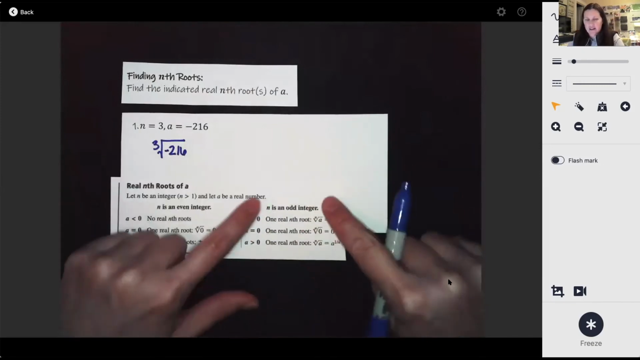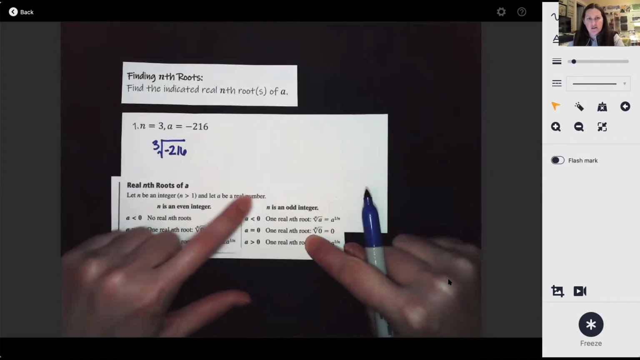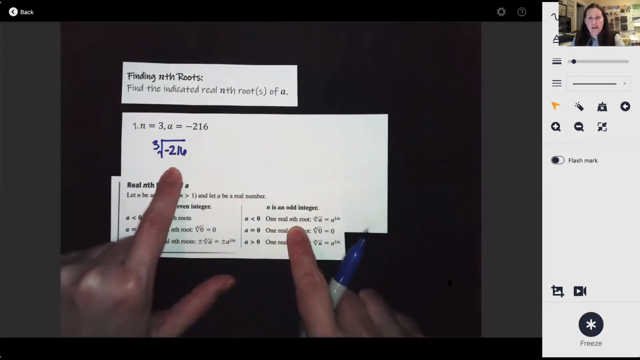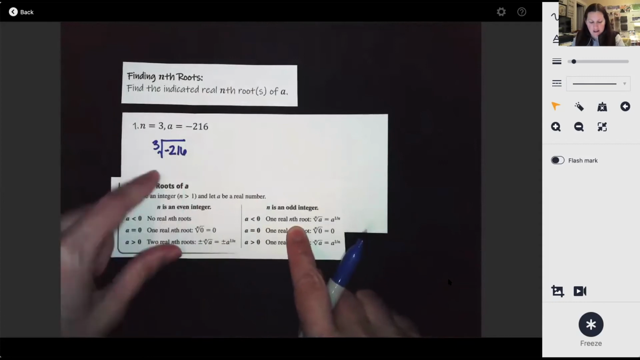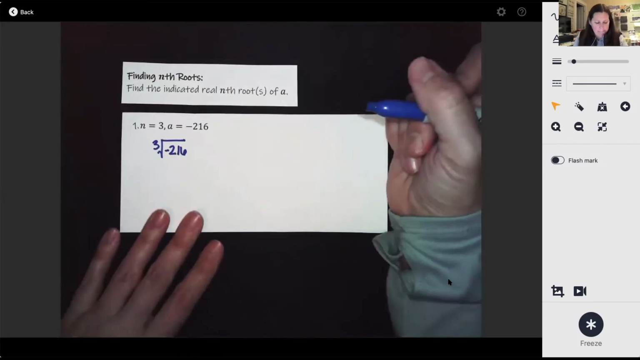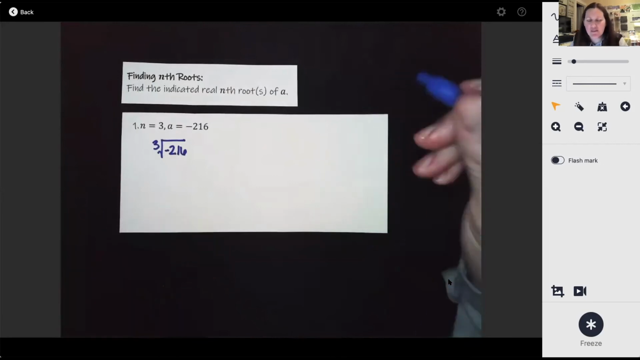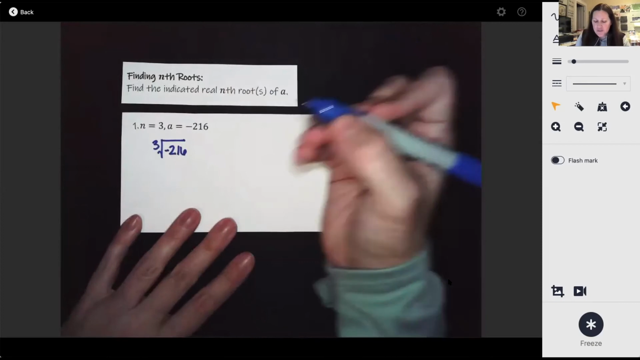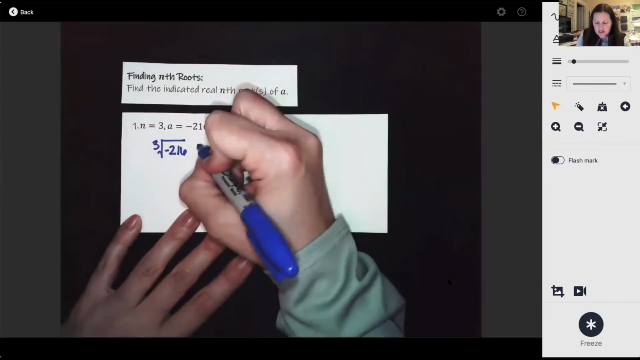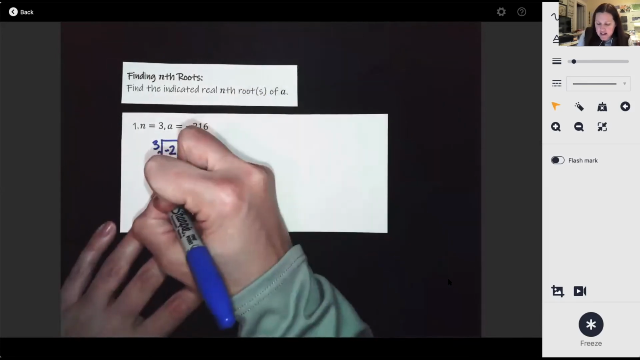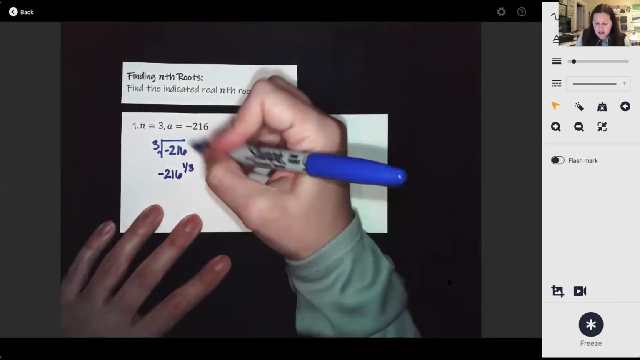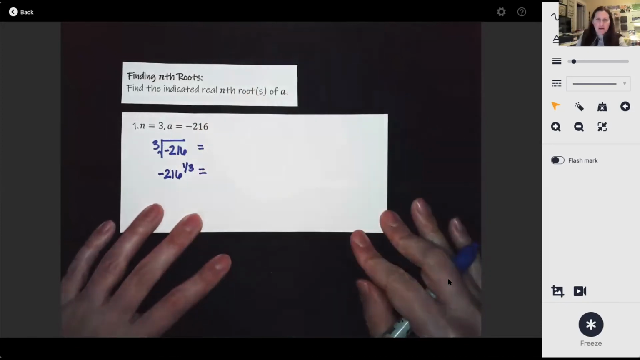N is odd, so we're in this column here. A is less than 0, so I'm going to have one nth root, one real root. So this can be written just like this, and you can get an answer, or you can write it as negative 216 to the 1/3 power. The answer will still be the same.